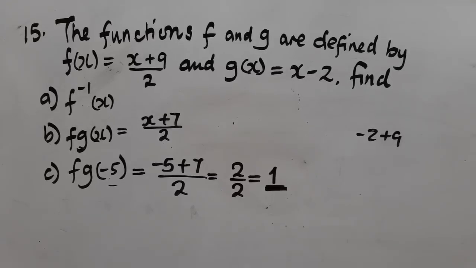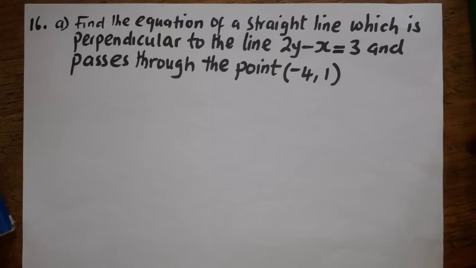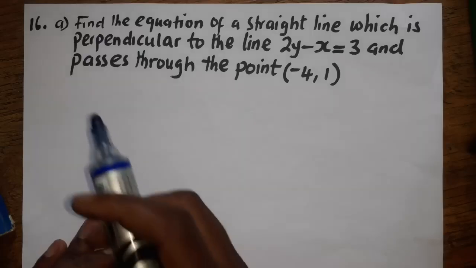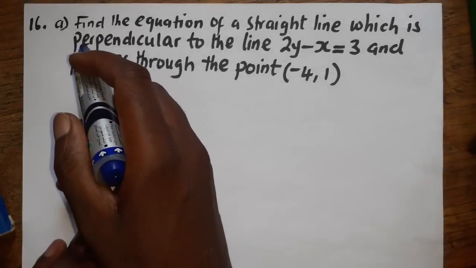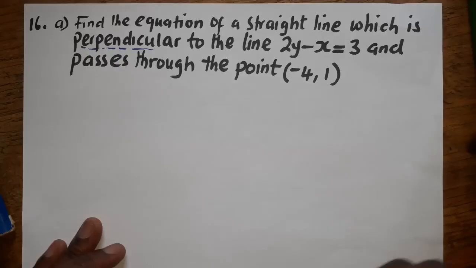Okay, we have question 16 now. We come to question 16a. Find the equation of a straight line which is perpendicular to the line 2y minus x equals 3 and passes through the point (negative 4, 1). What are we supposed to note here? The word perpendicular, very important.